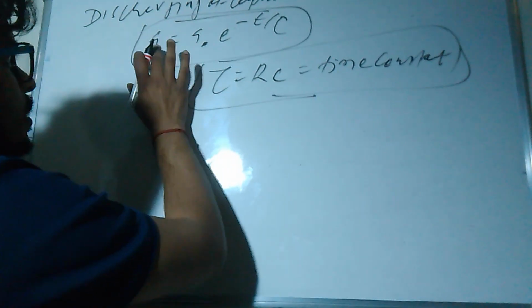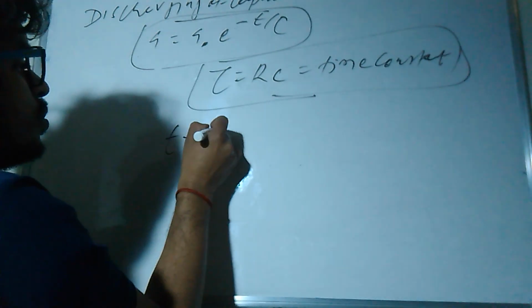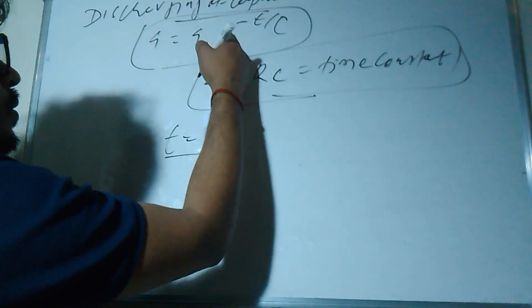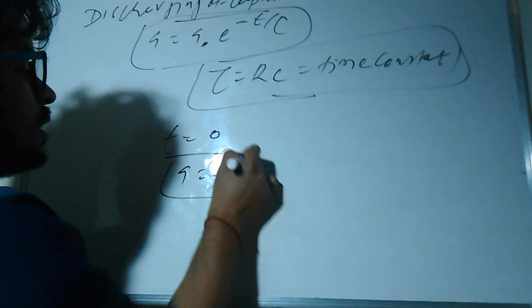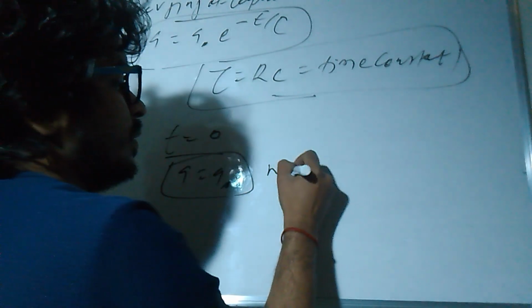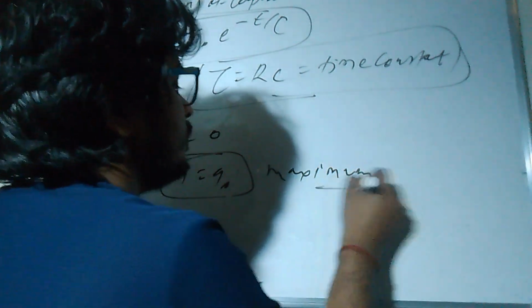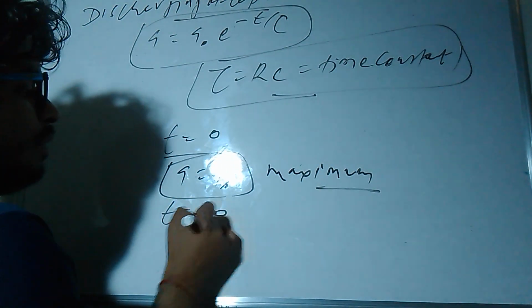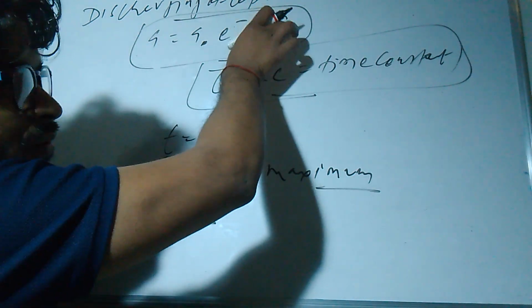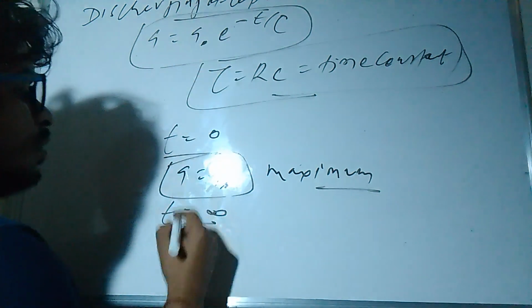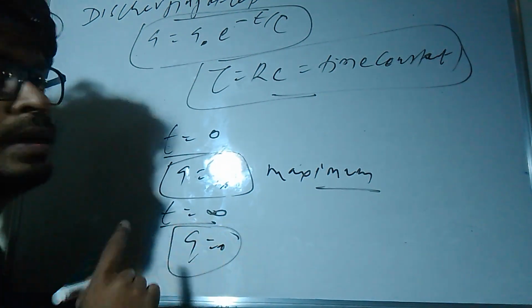During discharging, if I put t equal to 0, the exponential is 1, so Q is Q naught. So during discharging at t equals 0, the charge is maximum. And if I put t equals infinity, e to the power minus infinity is 1 by infinity, which is 0. So at t equals infinity, it is completely discharged.